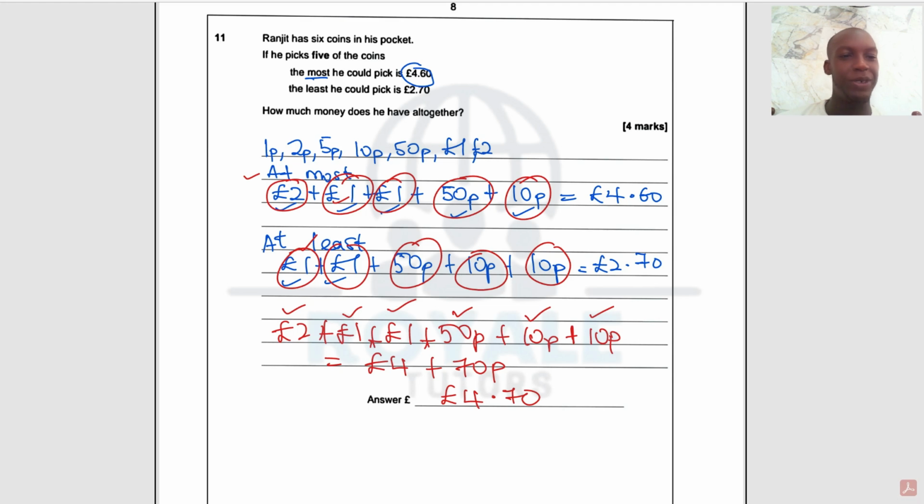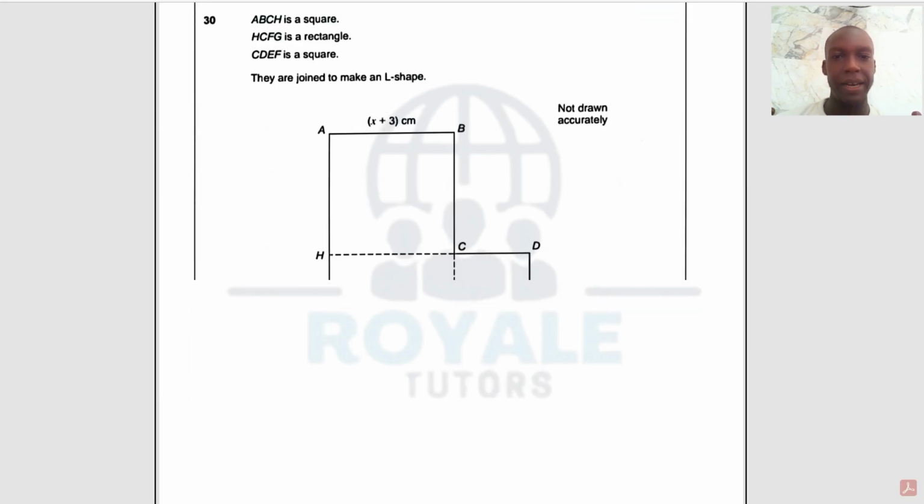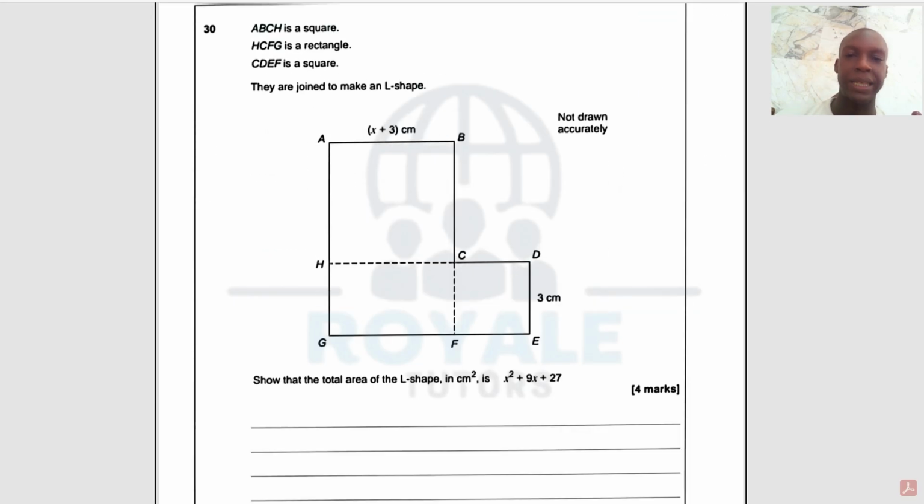All right, so let's move straight into another question. For this question, we have that ABCH is a square. And we know that one of the properties of a square is that all the sides are equal. All the sides of a square are equal. So if AB is x plus 3, it means that BC is also going to be x plus 3 centimeters. It means that CH is also going to be x plus 3 centimeters. It means that AH is also going to be what? x plus 3 centimeters. Good. So we are clear on that.